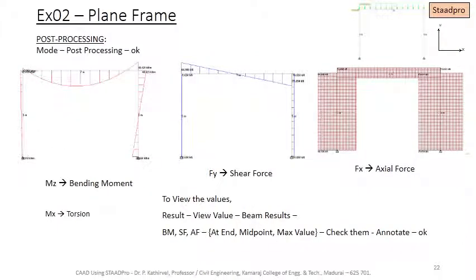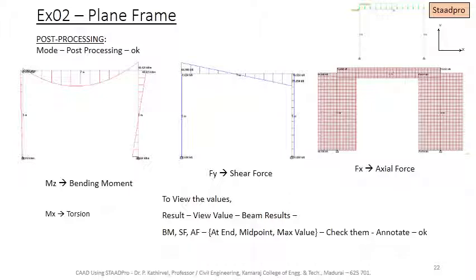So in the third stage of post-processing, you can see the results. So here it is a 2D frame. You get the bending moment diagram, shear force diagram, and axial force diagram. By clicking MZ, you get the bending moment diagram, Fy gives the shear force, Fx gives the axial force. Mx is torsion. If you have any torsion, that will be displayed once Mx is clicked.